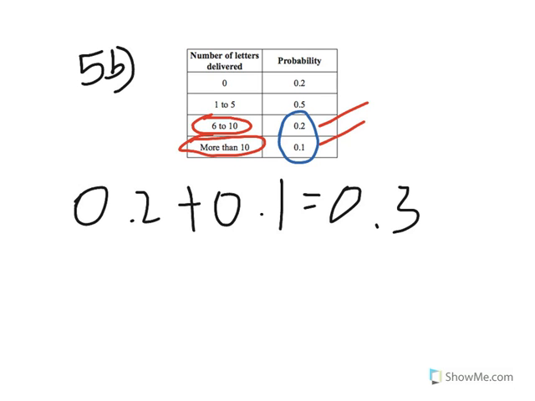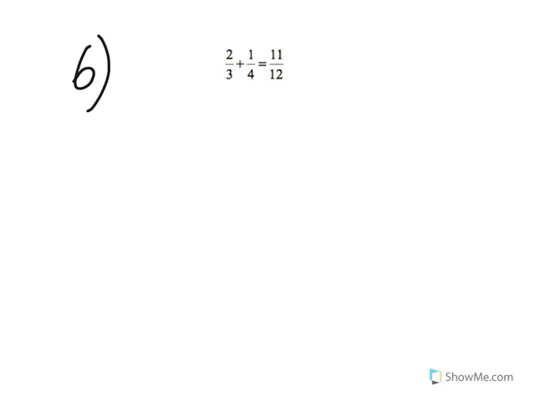This is the probability that on a particular day you'll deliver either 6 or more letters, because the probabilities get added up. Okay, so question 6, you're supposed to show that 2 over 3 plus 1 over 4 is equal to 11 over 12. You're supposed to prove it.